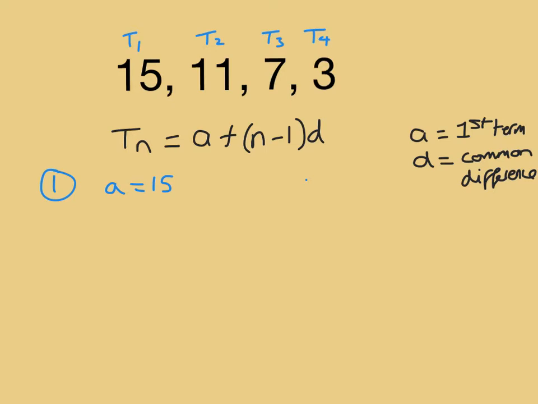And this formula, for those who just joined, is in your log tables. You will always have it in your log tables, so you won't have to remember or learn it off by heart. Okay, can anyone tell me then, what's my common difference?